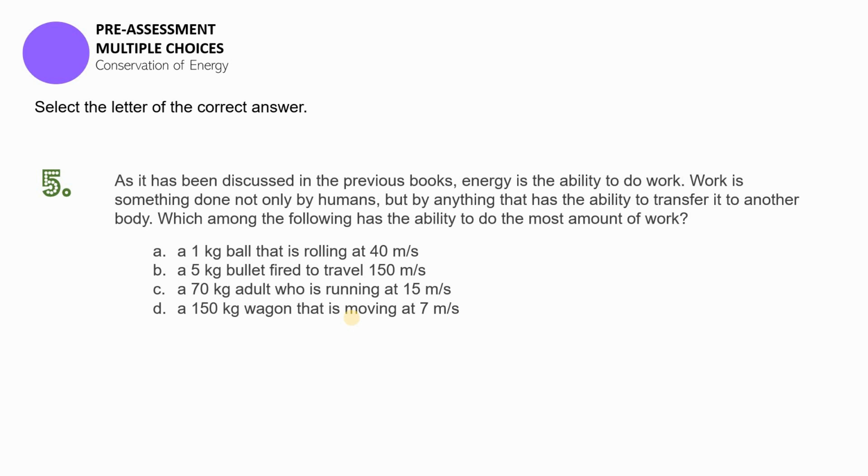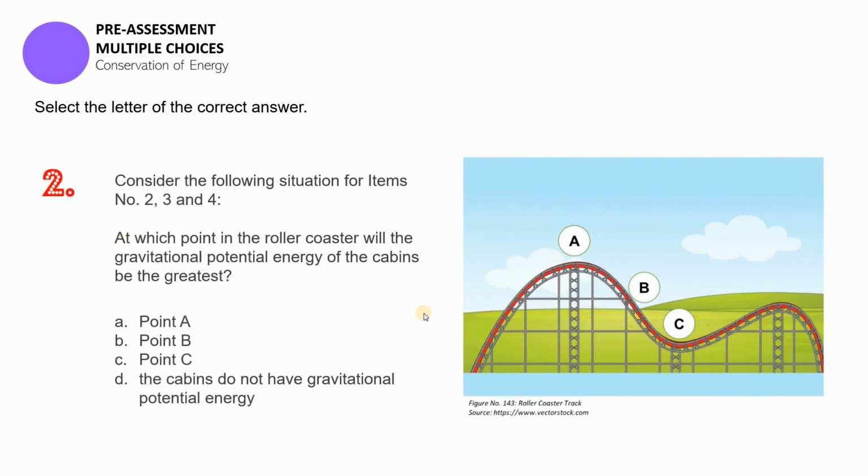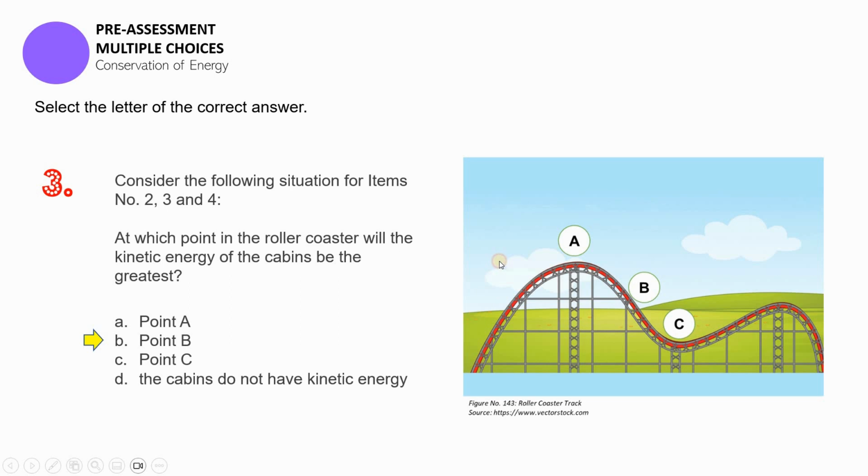Alright, let us now check your work. For question number 1, the correct answer is A. Kinetic energy. For question number 2, the correct answer is A. Point A. For question number 3, the correct answer is B. Point B. For question number 4, the correct answer is D. The cabins do not have elastic potential energy.